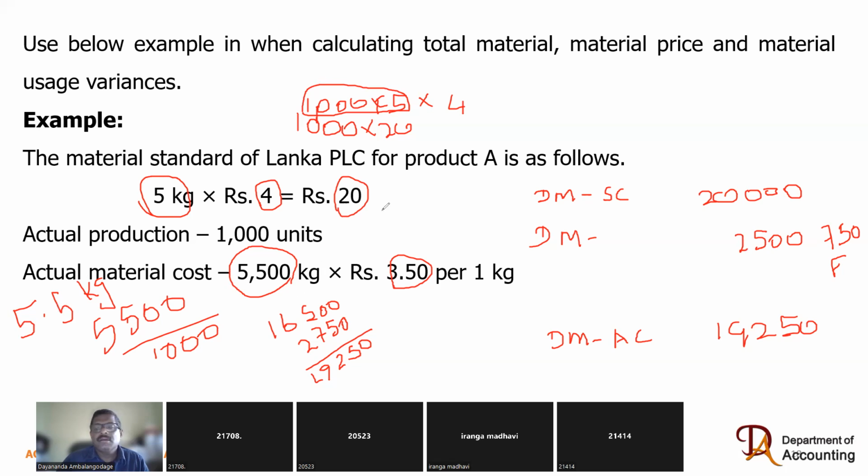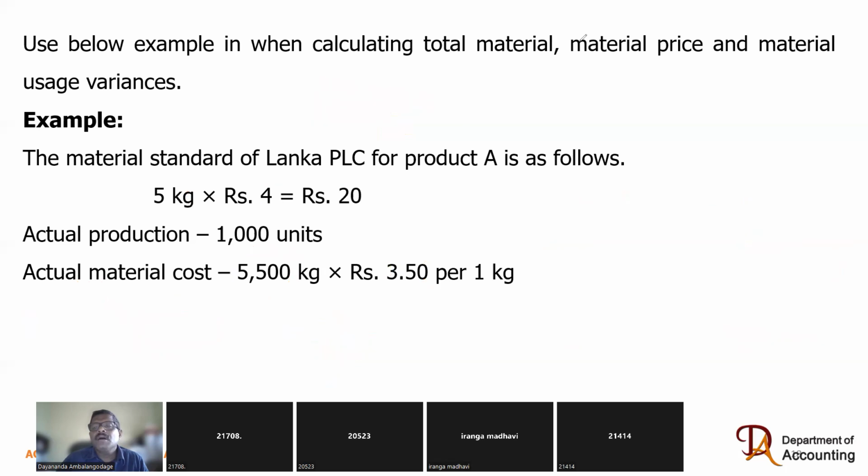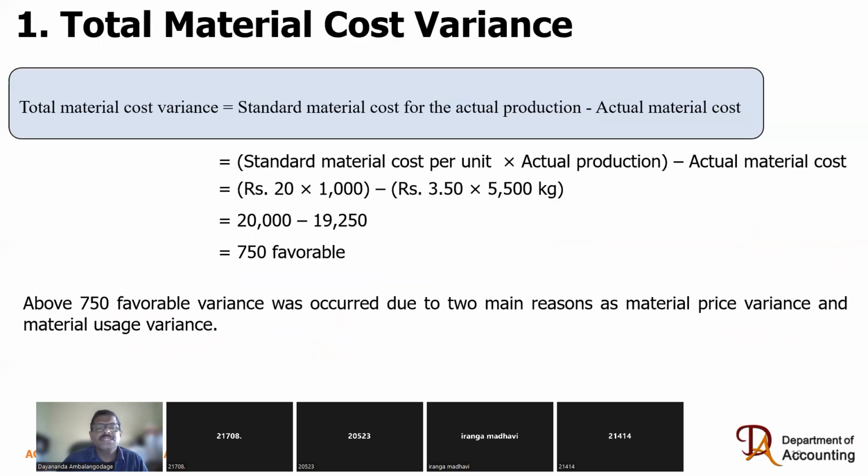Based on that, we can calculate what the usage variance is. So if you go to the answer, I explain it very clearly. So I think we have the answer. This is the answer for standard material cost per unit actual production.